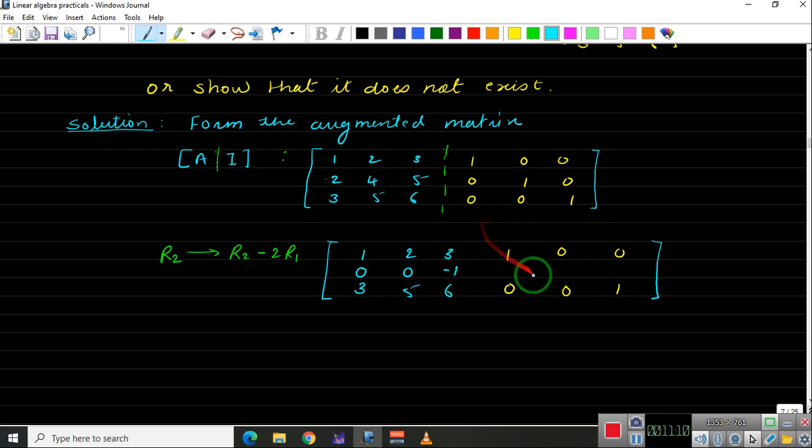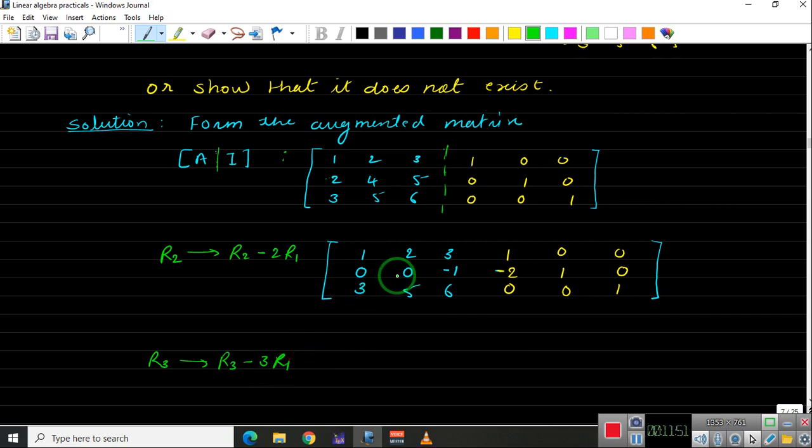Okay, the same operations you have to perform here. So 0 minus 2 times 1, so minus 2. This becomes minus 2. Then 1 minus 2 times 0, so again it will be 1, and 0 minus 0 will be 0. So this is our first operation. Okay, now again by using this 1 in the first row, we will make this 0, and for that our operation will be R3 changes to R3 minus 3 times R1.